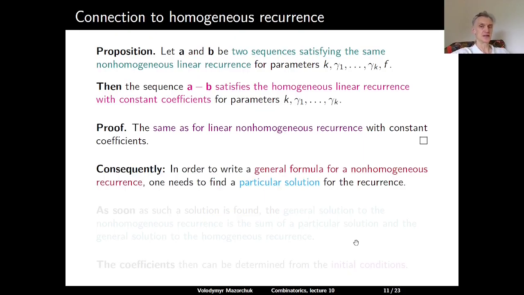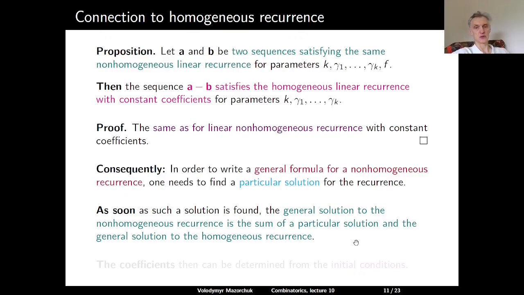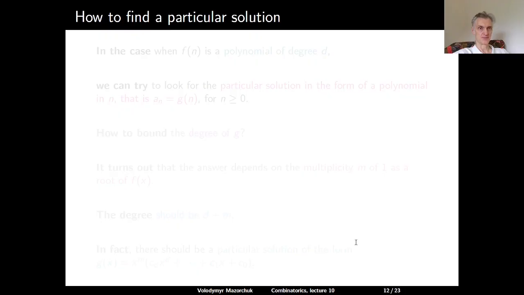Consequently, in order to write a general formula for a non-homogeneous recurrence, one needs to find a particular solution. And as soon as we know such a solution, a general solution is this particular solution plus the general solution for the homogeneous recurrence, and that we know how to do from the previous lecture. And then, when we know the general solution to the non-homogeneous recurrence, we can determine the coefficients, which are variables in this solution, using the initial conditions of the sequence.